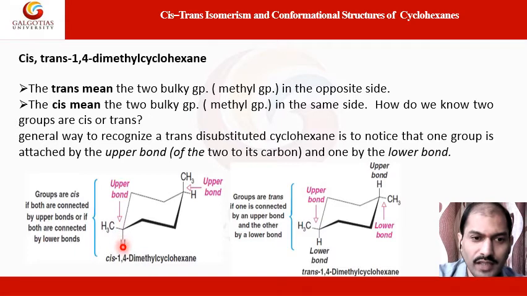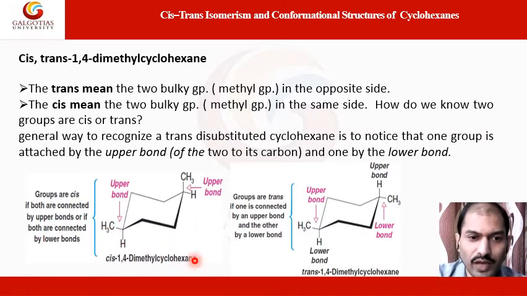Okay, since this is the staggered form, these are just anti to each other. So this methyl group and this methyl group have an upper bond, and this is an upper bond, or you can say in terms of axial or equatorial, 1,4 axial equatorial will be cis. If the substituted group is on an axial or equatorial position, then that will be the cis form of that particular substituted cyclohexane.